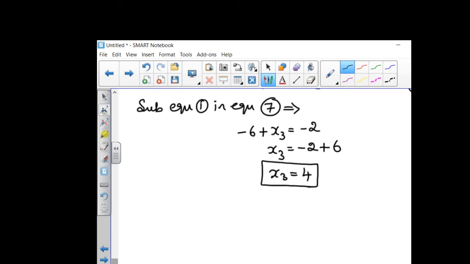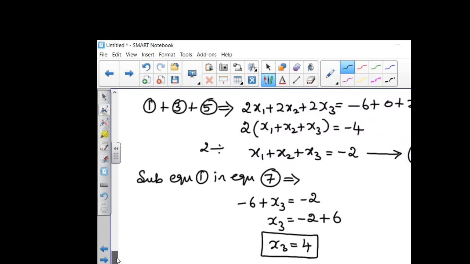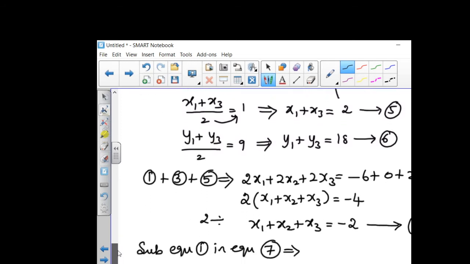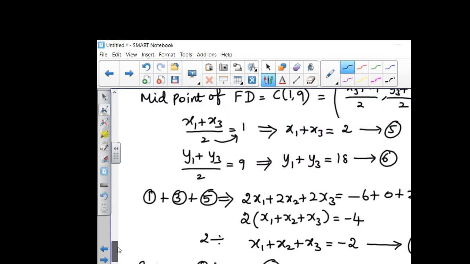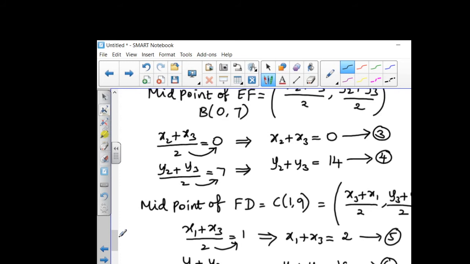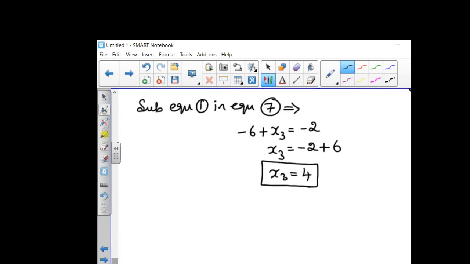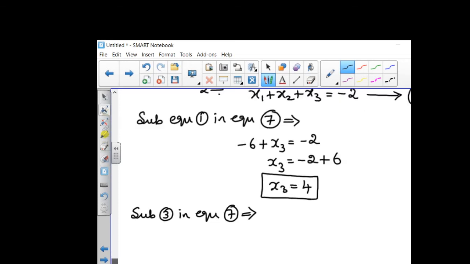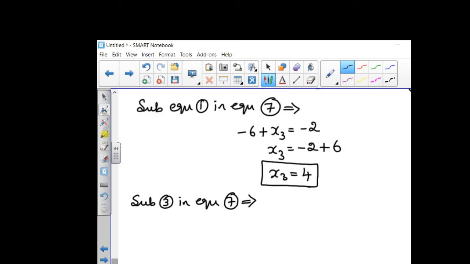Okay. Then another equation, if you substitute, the fifth equation is what? x1 plus x3 is equal to 2. Fifth equation or third equation, your wish. Okay. x2 plus x3 is equal to 0. Then substitute equation number 3 in equation number 7. Okay. So what do you get? x2 plus x3 is equal to 0. So in the 7th equation, x2 plus x3 is equal to 0. Okay. So what do you get? x2 plus x3 is 0.